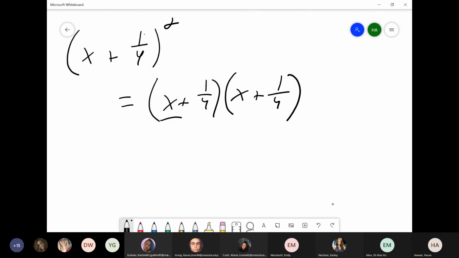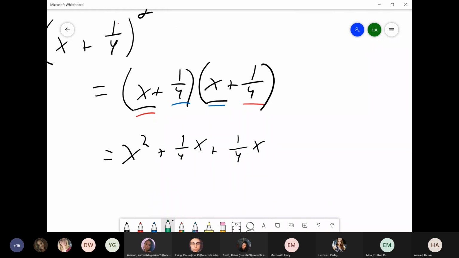So FOIL means first, so x and x, which gives you x². Then we have our outside, so x and 1/4, which gives you plus 1/4 x. Then we have, again, our inside, which gives you the exact same term. So we get another plus 1/4 x, or you can always throw the x in the numerator. It makes no difference. You could rewrite it as x/4 instead of 1/4 x. However, whatever makes sense to you. And then last but not least, we have 1/4 times 1/4, which gives you 1/16, right?